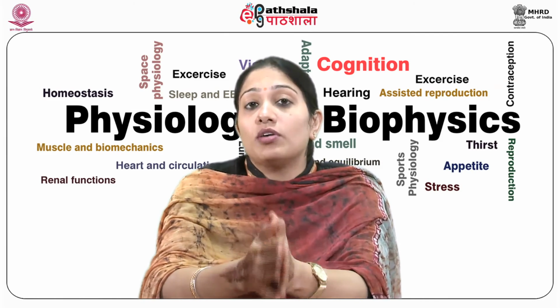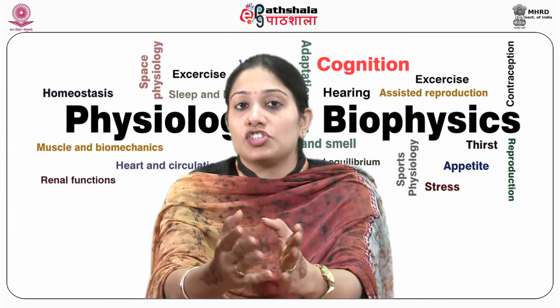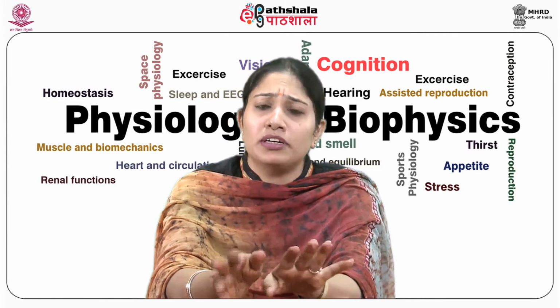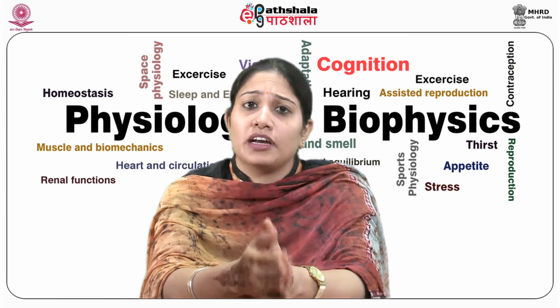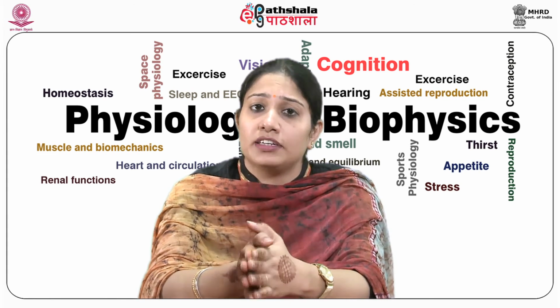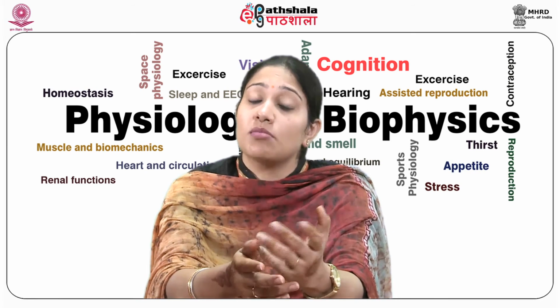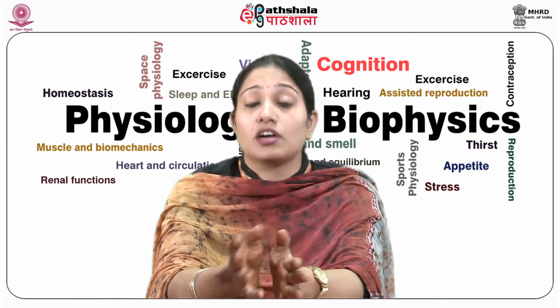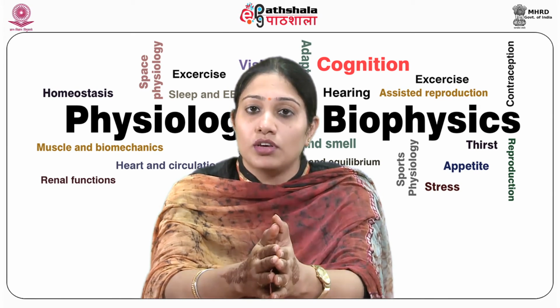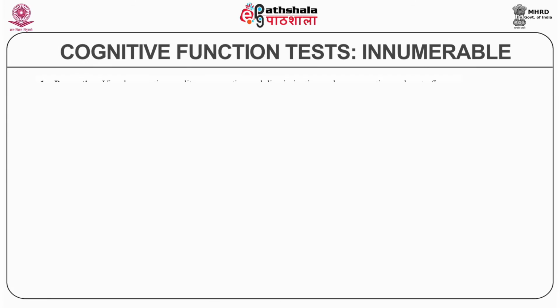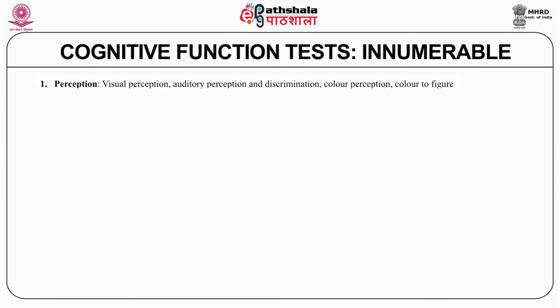Now if we talk about the next level, which are the cognitive function tests, there are innumerable tests which are present which can be targeted onto a specific cognitive domain. To cite an example, this table depicts some of the cognitive function tests according to the domain involved. So if perception is involved, we can do visual perception, auditory perception, discrimination, color perception, color to figure matching, and so on and so forth.